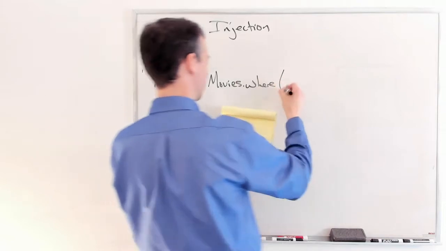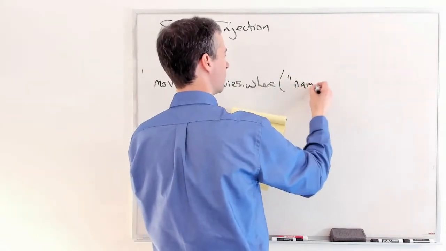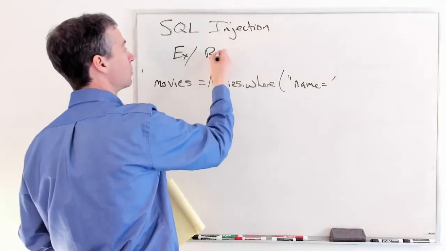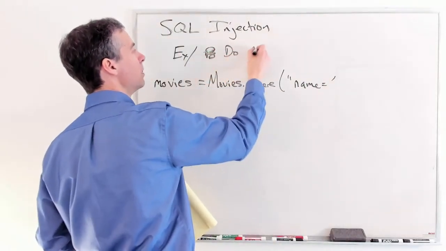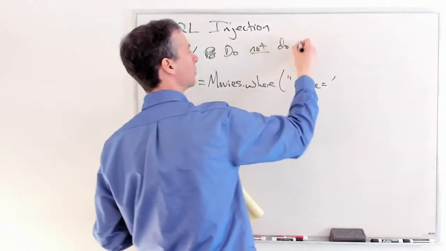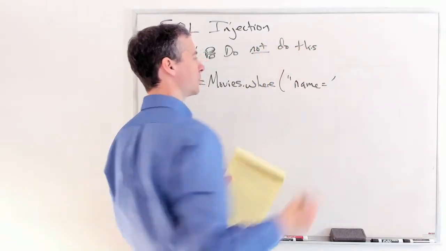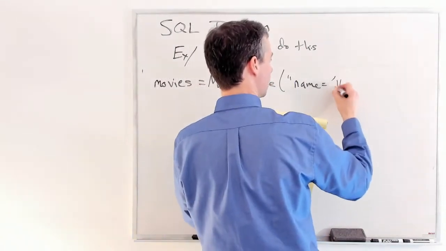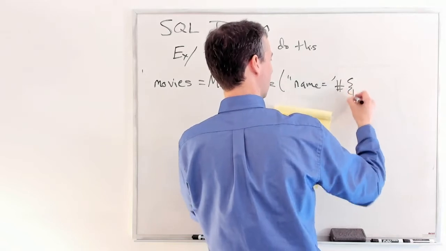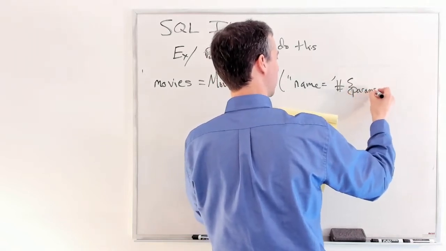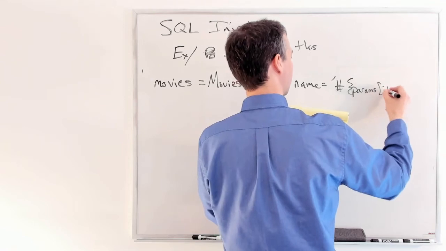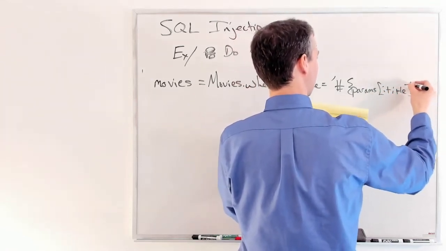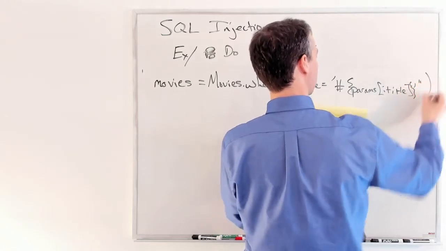So you've got some model, and you have a name, and you decide... do not do this. This is the bad example. This is an example of SQL injection. You decide, oh yeah, what I'll do is I'll collect from the user, on some field named title, the title that they'd like to search for. Okay, and I'll interpolate and put that into my string.